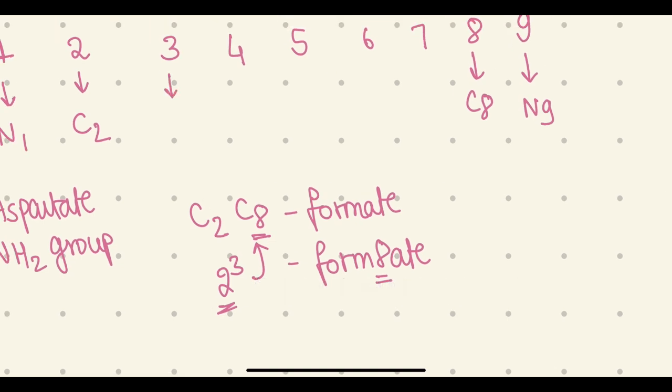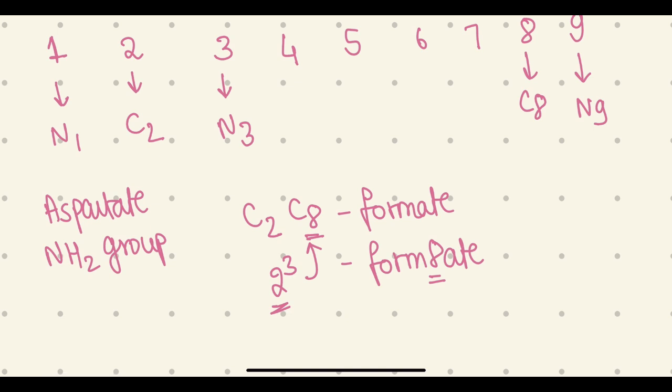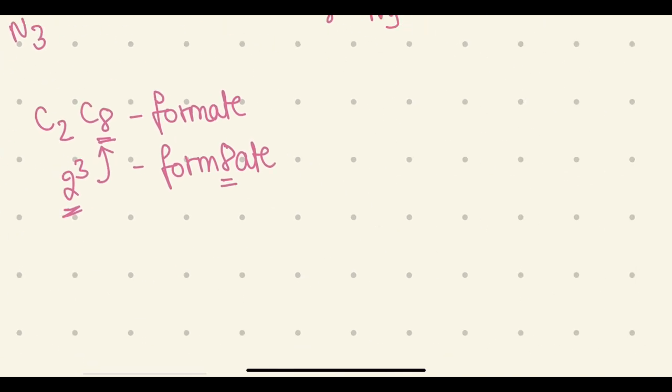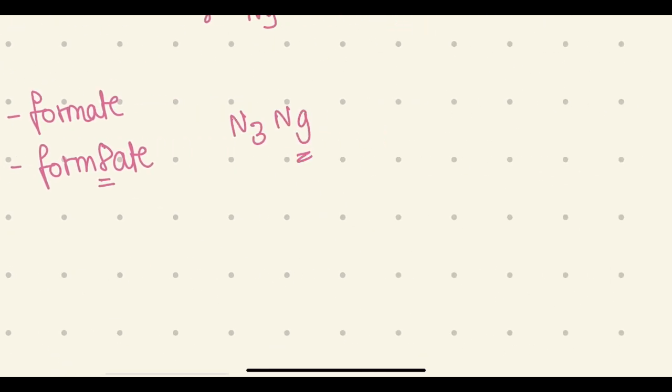Now let's talk about N3. If you notice the pattern, it's almost alternating: nitrogen, carbon, nitrogen, carbon, nitrogen so far. So just remember they almost alternate. I'll tell you where they do not. So for now we have N3 and N9. If you see, 9 can be written as G, and G for glutamine.